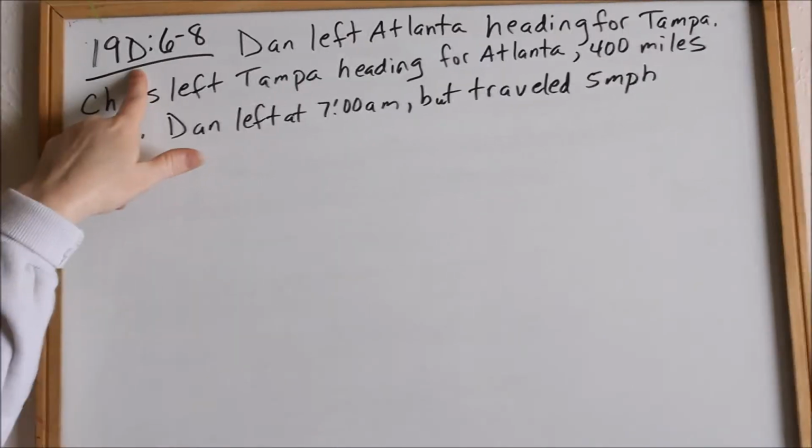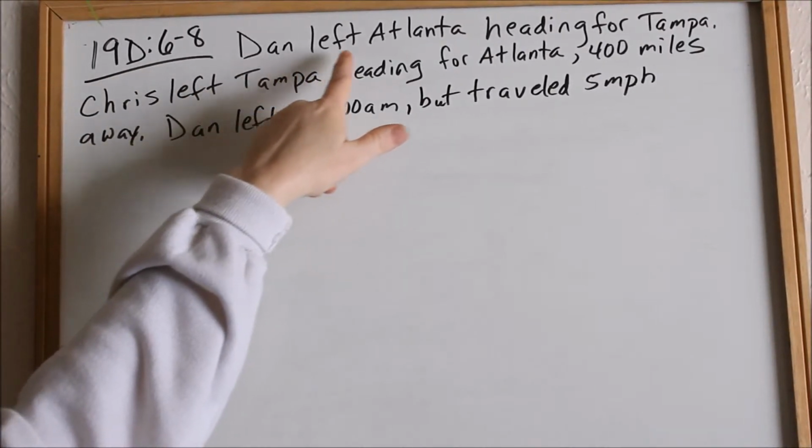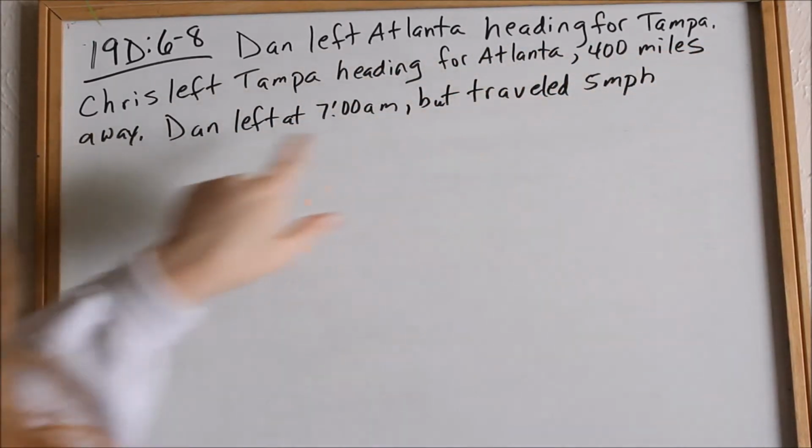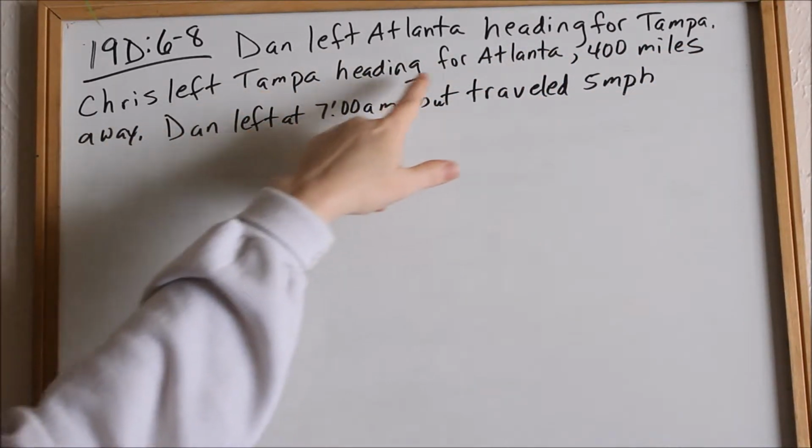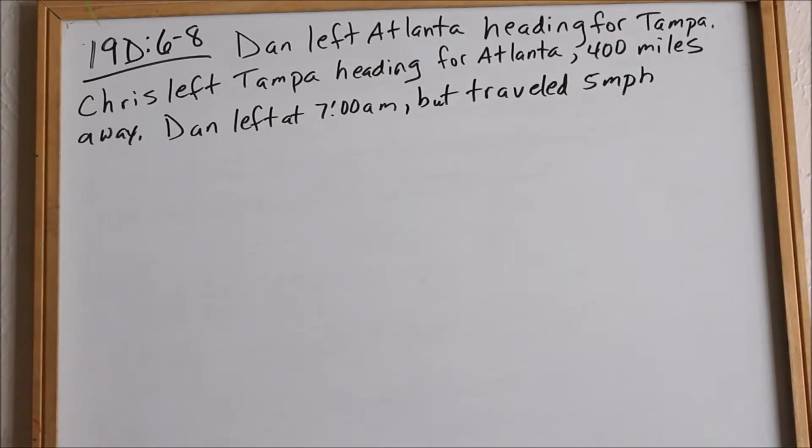Okay, we're on 19D, 6 through 8. Dan left Atlanta heading for Tampa. Then Chris left Tampa heading for Atlanta. Alright, I'm going to stop right there.